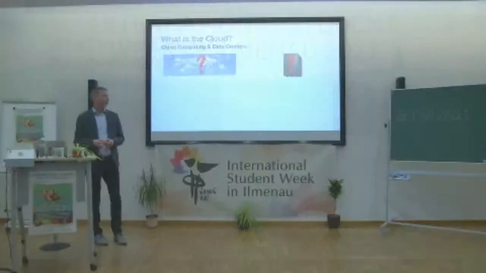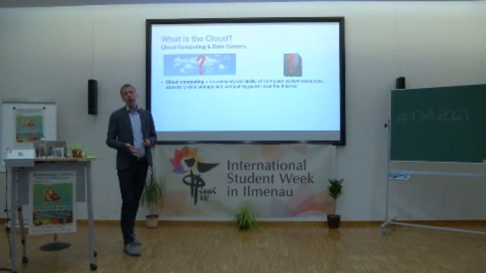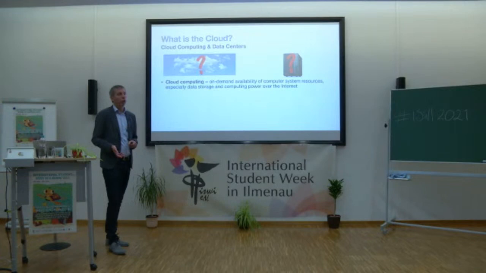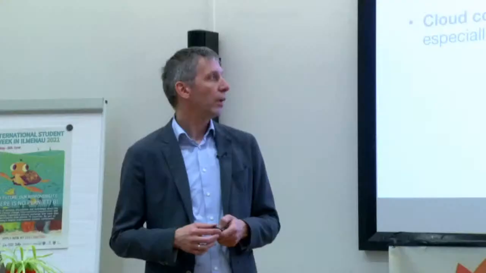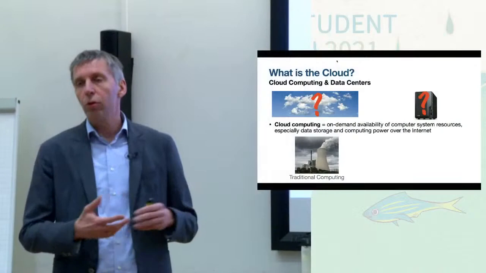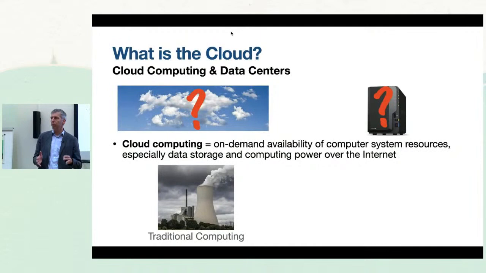So cloud computing is the on-demand availability of computer system resources, like data storage, networking, and computing power, over the internet. That's what we typically understand as cloud. And of course, there are many use cases. The main idea is that traditional computing, on-premise, where you have your machines running in your organization or at your home, is like having a power plant nearby your house.